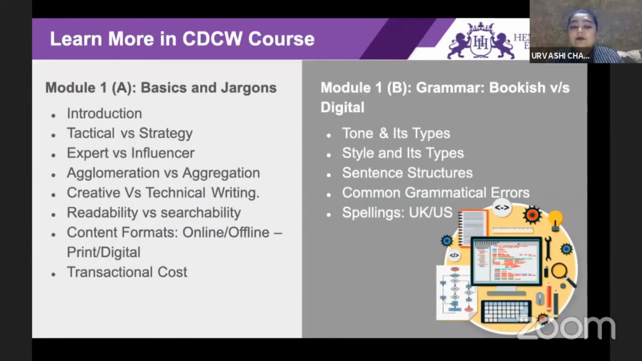And we also have much more to this module when it comes to language alone. When we talk about the basic jargons, we're going to talk about the difference between a tactic and a strategy, the difference between an expert and an influencer, agglomeration of content versus aggregation of content. When we talk about something that is loosely available, how do we attach the strings together to make it perfect as content, versus creative versus technical writing. I've already talked about it in detail.